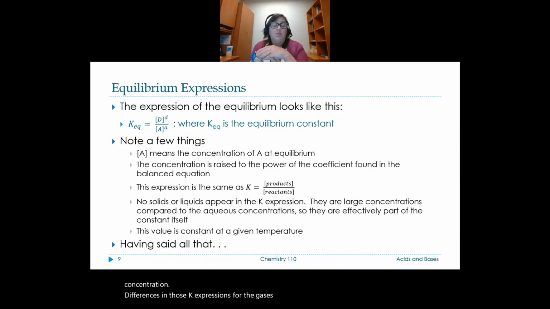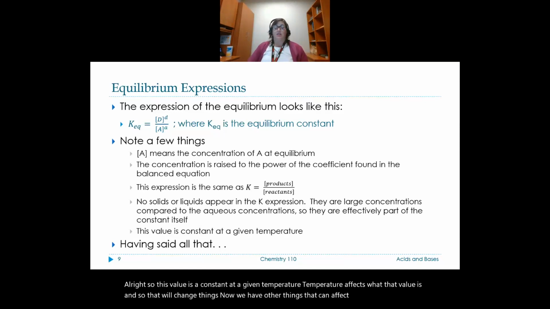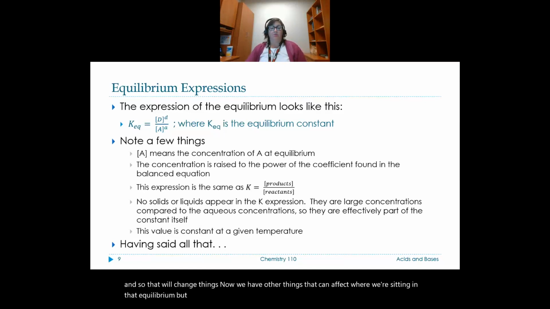All right. So this value is a constant at a given temperature. Okay. Temperature affects what that value is, and so that will change things. Now, we can have other things that can affect where we're sitting in that equilibrium, but the equilibrium constant is not going to change. All right.